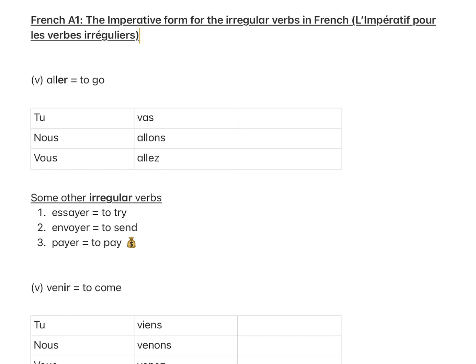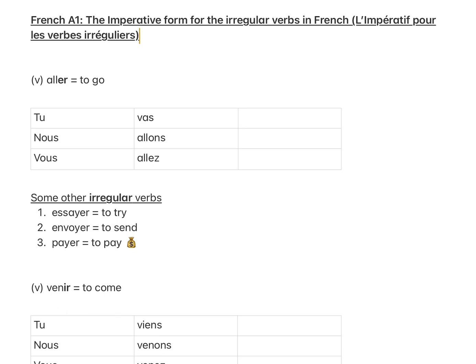C'est parti. In French, there are three groups of verbs. That is the ER verbs, the IR verbs, and the RE verbs. And to conjugate each group of verbs, there are rules that one must follow. However, we also have the irregular verbs. These are verbs that do not follow these rules. And in French, there are many of them.